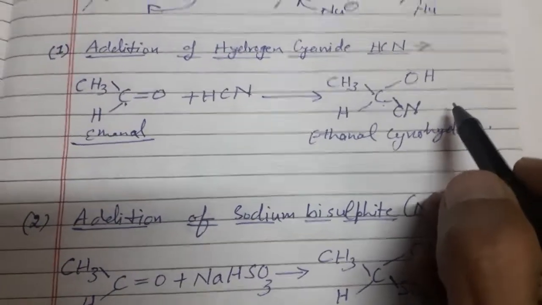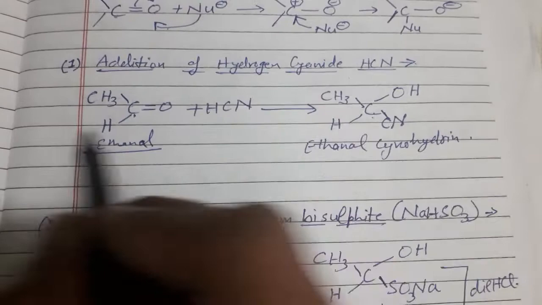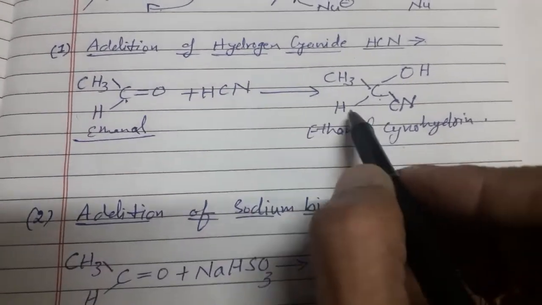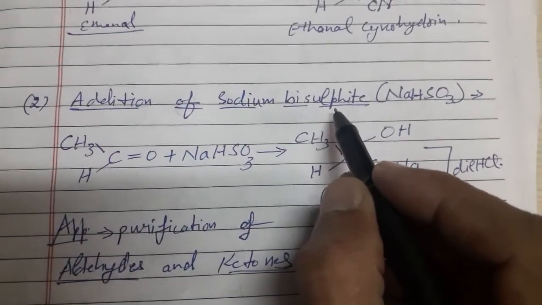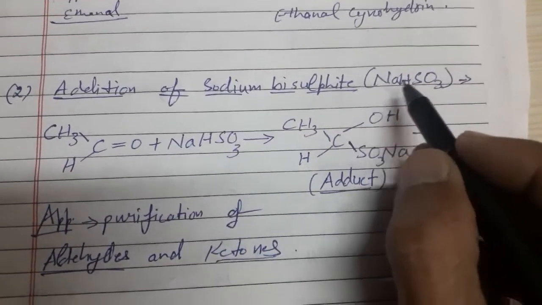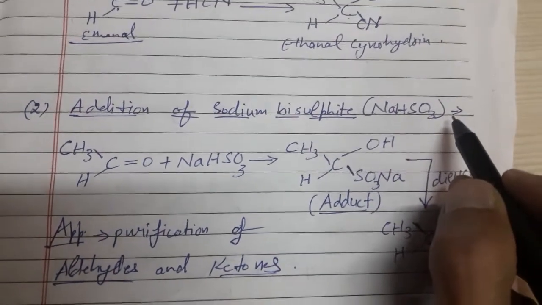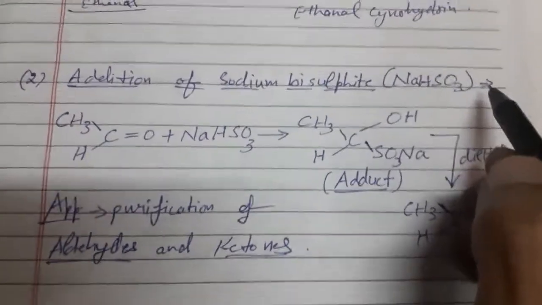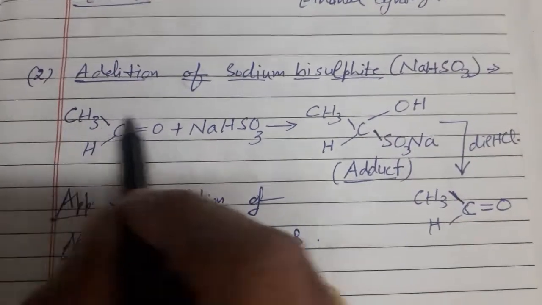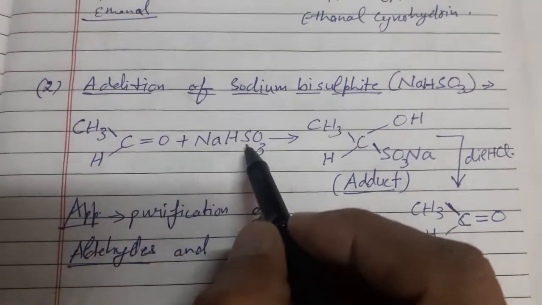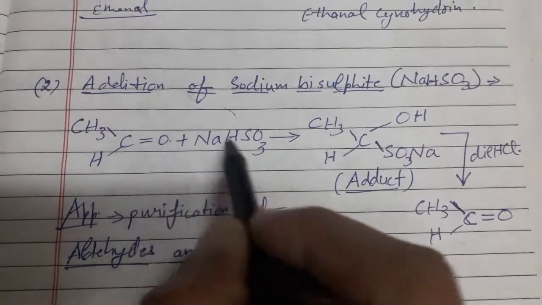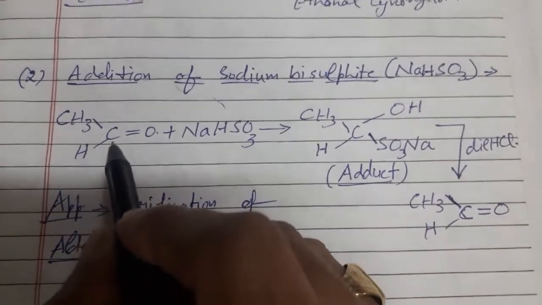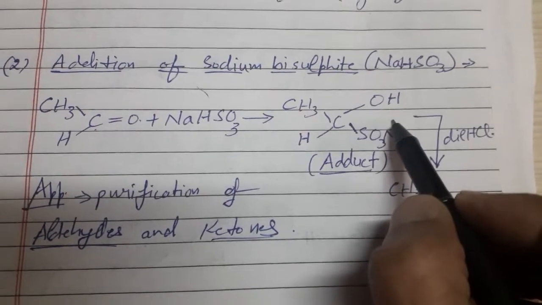A similar product we will get if we have a ketone here, only here we will get CH3 and here we will get CH3. Then comes the second property, that is addition of sodium bisulfite, NaHSO3. Sodium bisulfite gets added to any aldehyde or ketone in such a way that H positive gets added up to oxygen and SO3Na gets added up to carbon, giving rise to this kind of product.